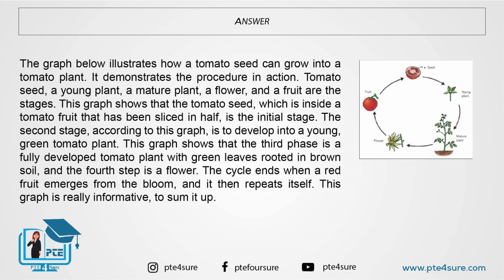This graph shows that the tomato seed, which is inside a tomato fruit that has been sliced in half, is the initial stage. The second stage, according to this graph, is to develop into a young, green tomato plant. This graph shows that the third phase is a fully developed tomato plant with green leaves rooted in brown soil, and the fourth step is a flower.